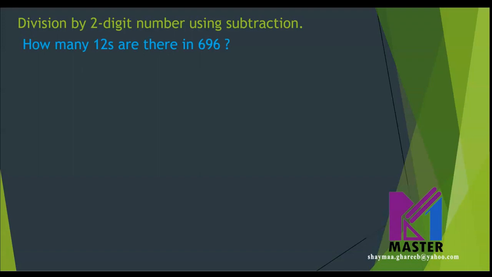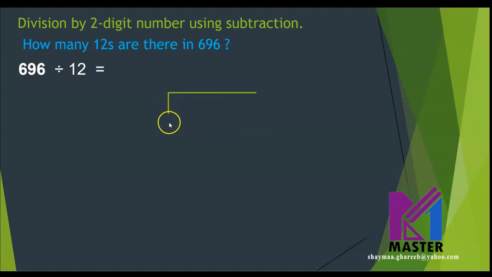Division by two-digit number using subtraction. Look at this example here. How many 12s are there in 696? We said before, this means I'm going to divide the 696 by 12. So the 12 here is a two-digit number. I will do exactly the same as one-digit number using subtraction. I will think of multiples of 12, but this time when we divide by two-digit number, when I think of my division key, I will use smaller multiples, and we'll see now.